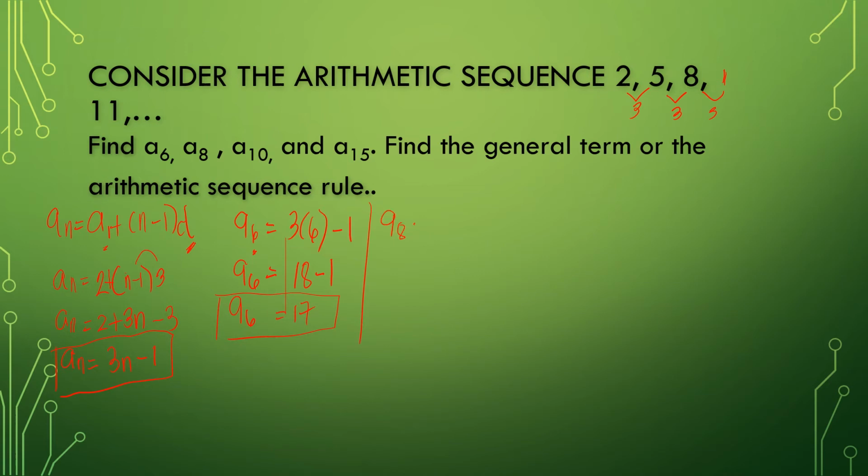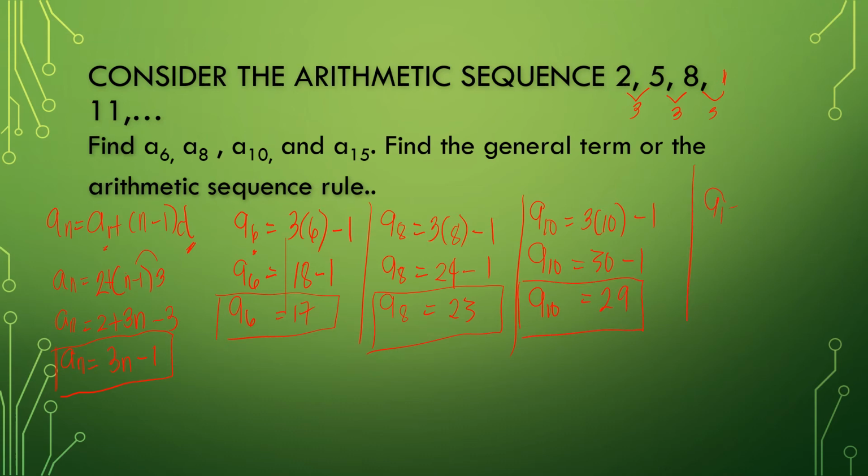a sub 8 is equal to, so you are going to substitute 8 to all n. So, 3 times 8 minus 1. a sub 8 is equal to 3 times 8 is 24 minus 1. So, a sub 8 is equal to 23. This is now your 8th term. For a sub 10, you are going to substitute 10 to n. So, 3 times 10 minus 1. a sub 10 is equal to 3 times 10 is 30 minus 1. a sub 10 is equal to 29.